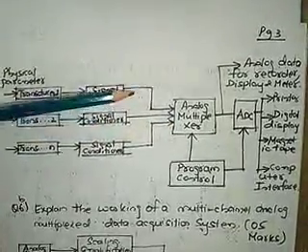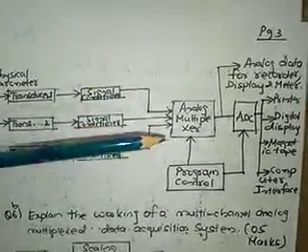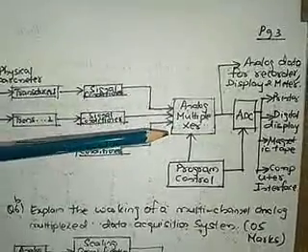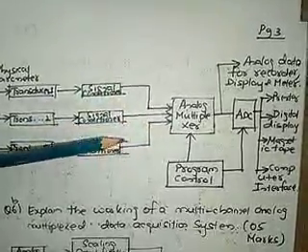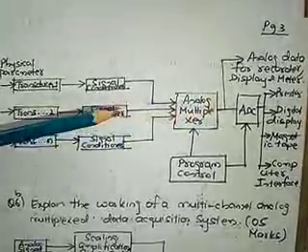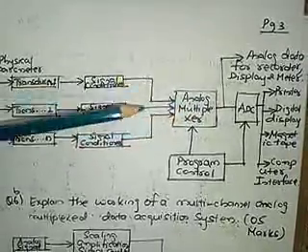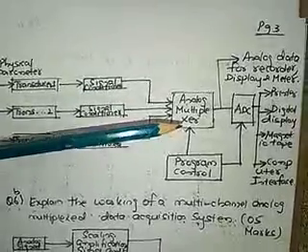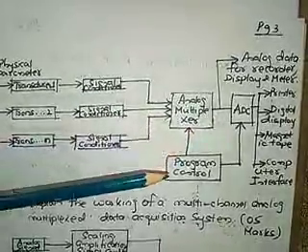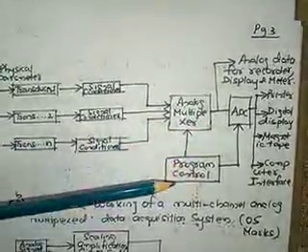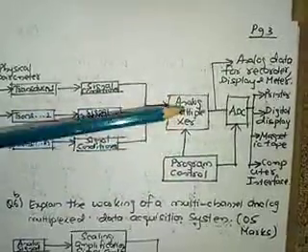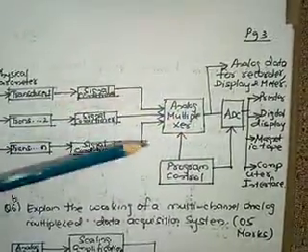The multiplexer will select either of these signals. There are many signals. The multiplexer is a block which selects one among the inputs and sends it to the output. So this is a multiplexer block which selects one among these inputs. This multiplexer and this ADC are controlled by the control logic. This is the control logic which controls the functioning of the multiplexer and the ADC.